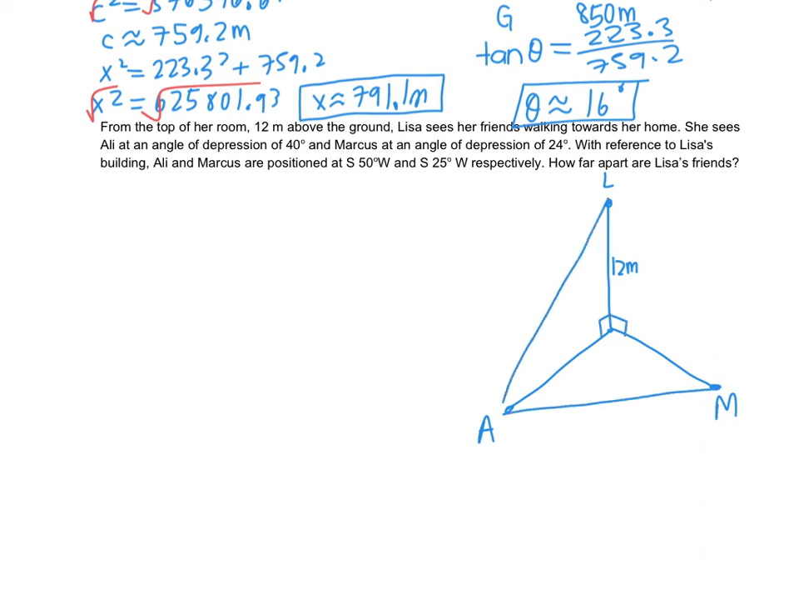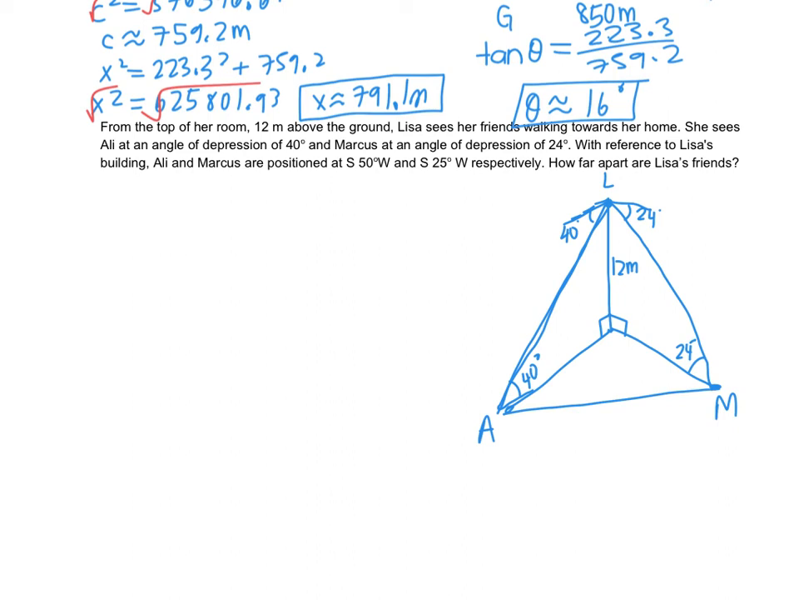Here's the three-dimensional space. Now, the angle of depression to Ali is 40 degrees. So we have to look at this triangle here, and imagine Lisa looking horizontally like this. This angle on the outside is 40 degrees, but when I do my Z pattern, I can bring it in right here. And same thing with Marcus. The angle of depression is outside the triangle, but we can bring it in right there.